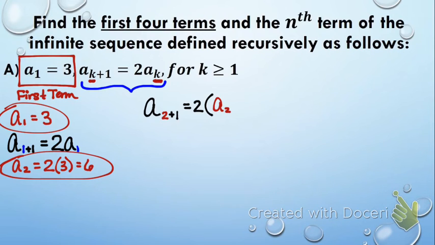So I need A2. This will find the third term in the sequence. So 2 times, how did we find A2? Yeah, 2 times A1, so 2 times 3, right? I promise there's a reason I'm writing it like this. What is 2 times 2 times 3? 12. So the third term in the sequence is 12.